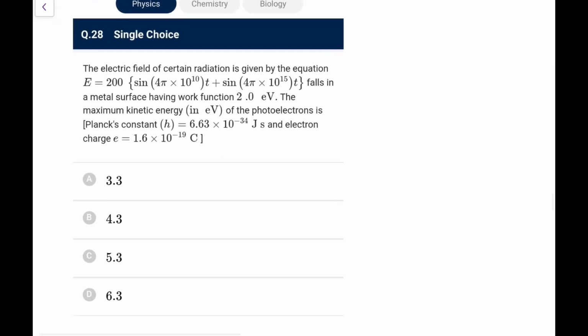The electric field of a certain radiation is given by this equation. It is falling on a metal surface of work function.